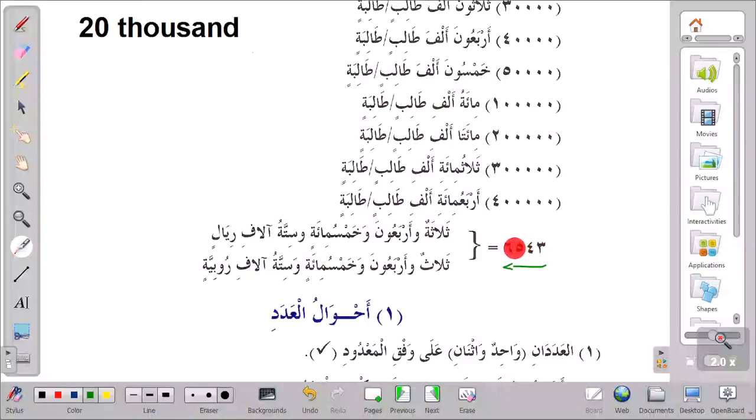So that is it. So if you are counting in this direction, this way, okay, we will just begin from here. 6,000 is what? Sittatu alafi. And then 500 is going to be what? Wa khamsu mi'atin. So sittatu alafin wa khamsu mi'atin wa salasatu wa arba'una riyalin. Oh, that is clear. Okay.